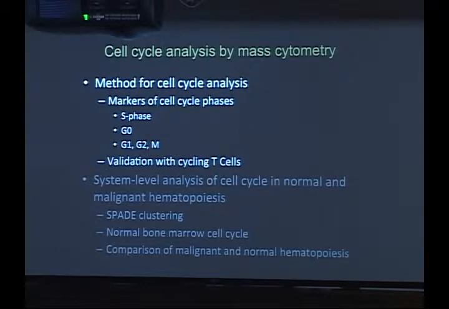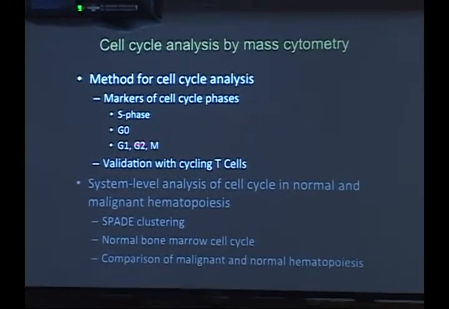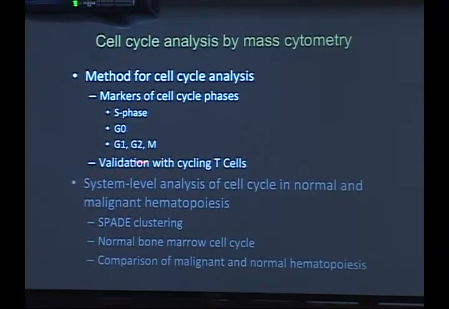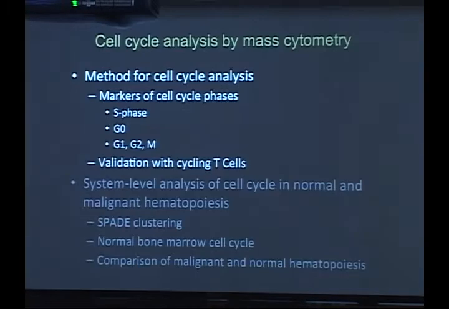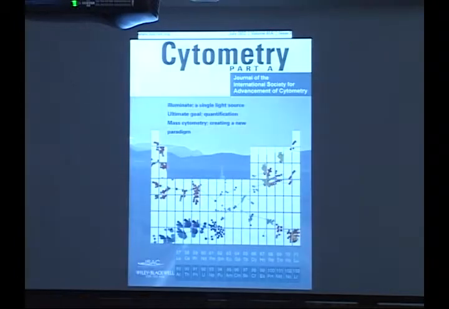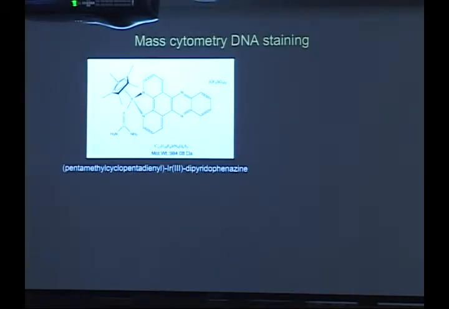So I'm going to talk to you a bit about a method for cell cycle analysis, markers that we use for S phase, G0, G1, G2, and M, and the validation experiments I've done with cycling T cells. Then I'll go on to talk to you about sort of a system-level analysis for doing cell cycle in normal and malignant hematopoiesis, which is sort of the main application I've been focused on.